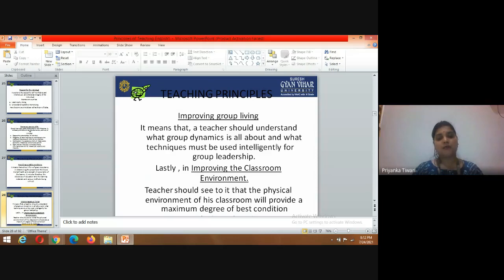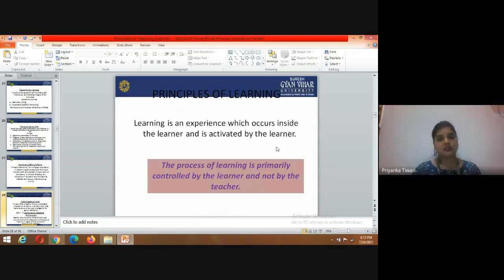Lastly, in improving the classroom environment, teachers should see to it that the physical environment of his classroom will provide a maximum degree of best condition.